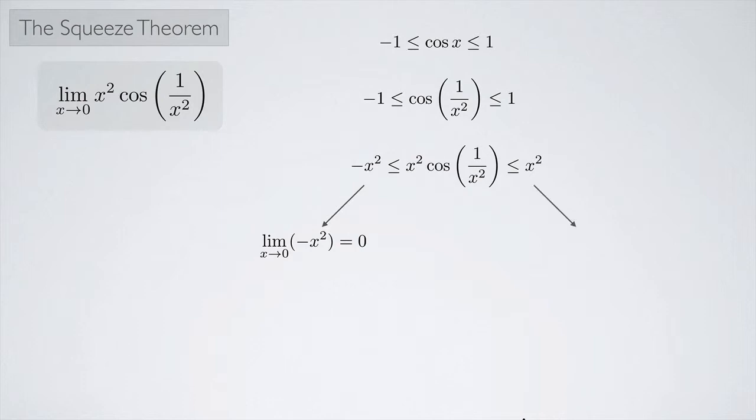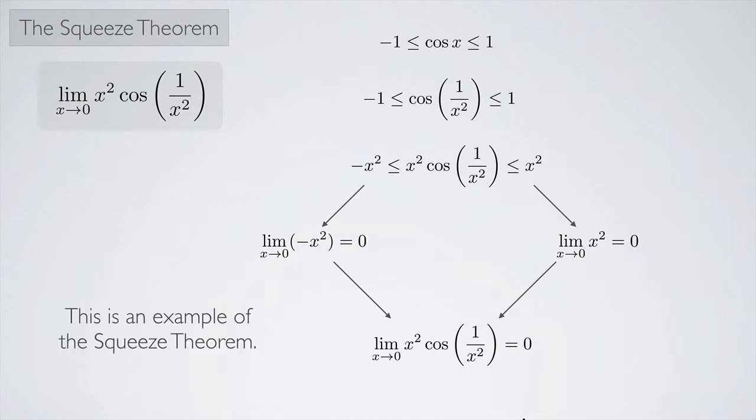And I'm going to look at the right-hand side, and look at the limit of that. The limit as x approaches 0 of x squared, and that's 0. And both of these things are going to allow me to conclude that the limit of the thing in the middle also has to be 0. And this is an example of the Squeeze Theorem.